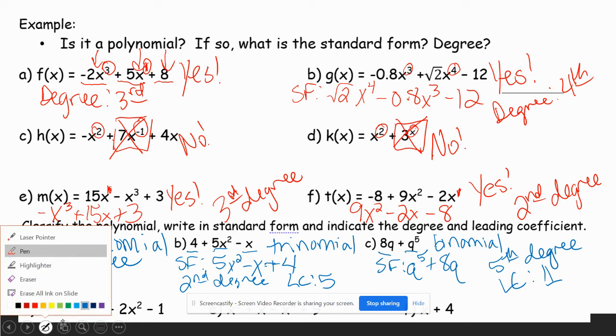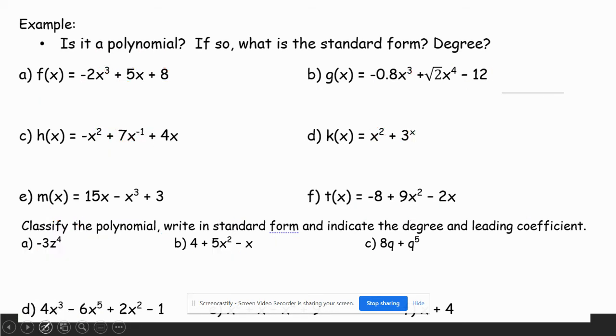Letter D. We have 1, 2, 3, 4 terms. Because there's 4 terms, it does not have a special name. It's just called a polynomial. Our highest exponent is 5.